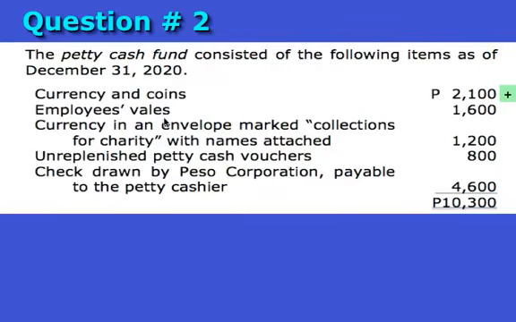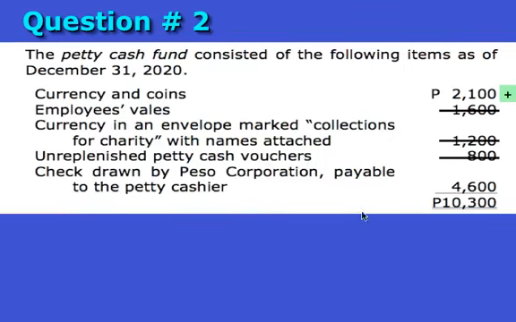Employees' vales. Ano ba yung vales na yan? IOUs yan. Pag may nangungutang sa'yo, pabale naman. Exclude yan. Hindi yan cash, receivable yan. Currency in an envelope marked collections for charity, exclude. Personal funds yan of the employees. Unreplenished petty cash vouchers, exclude. Normally, expenses yan.